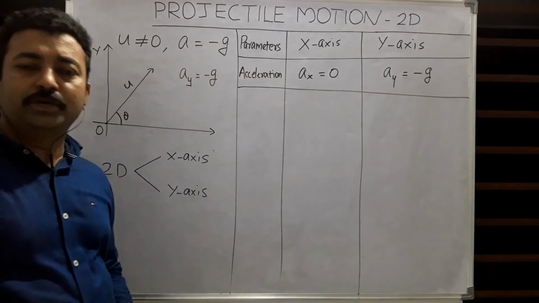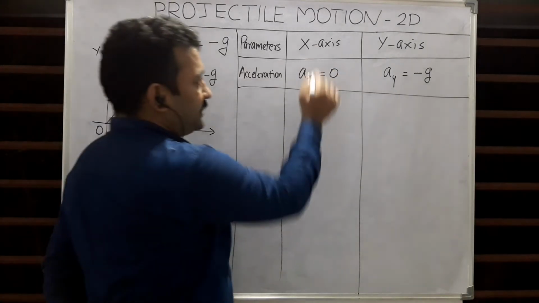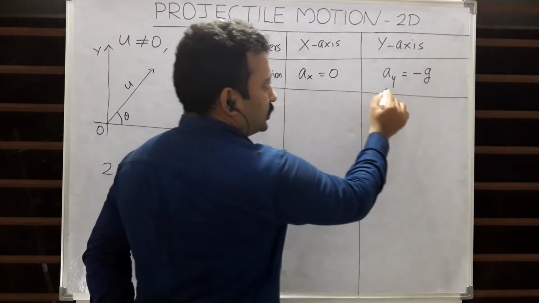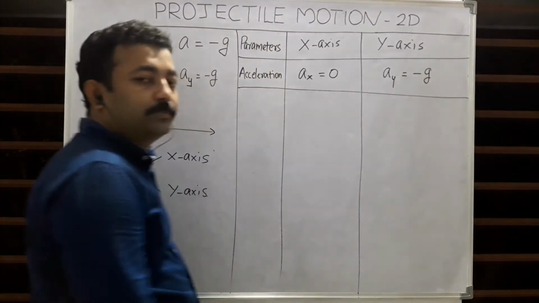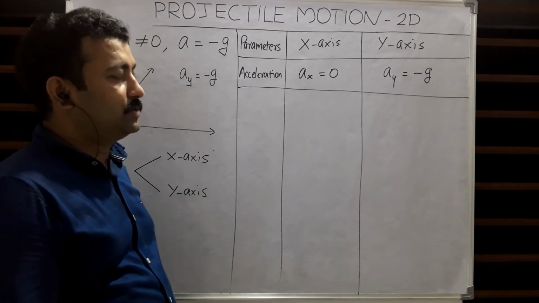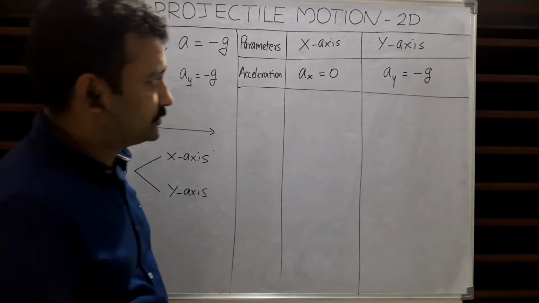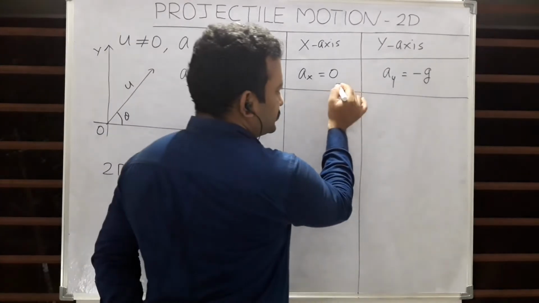So these are my initial parameters. Along the x-axis, ax is 0, and along the y-axis, ay is minus g. Both are constant quantities. ax is 0, that is a constant. ay is minus g, that is also another constant. So these two are constants for us.